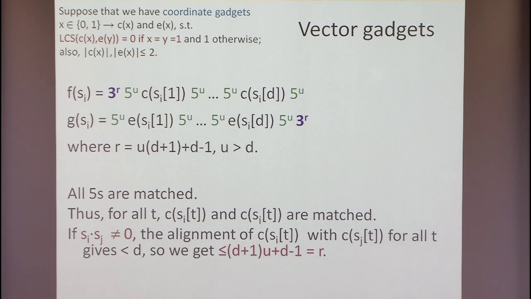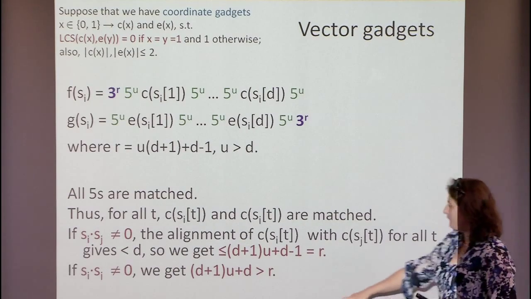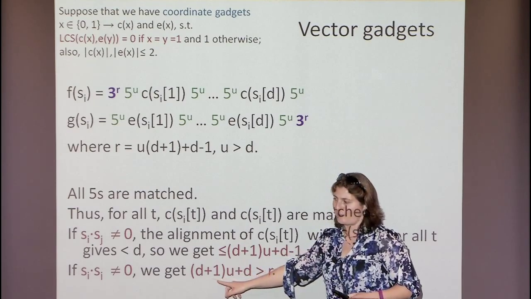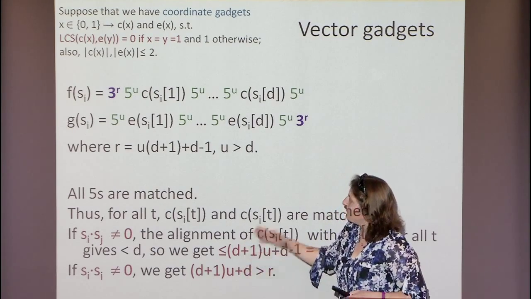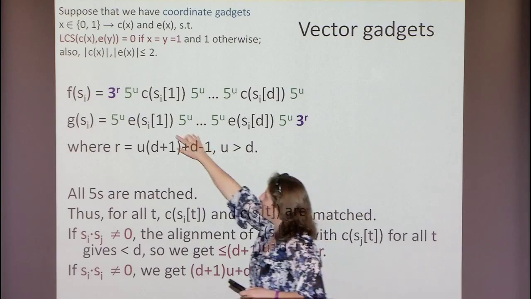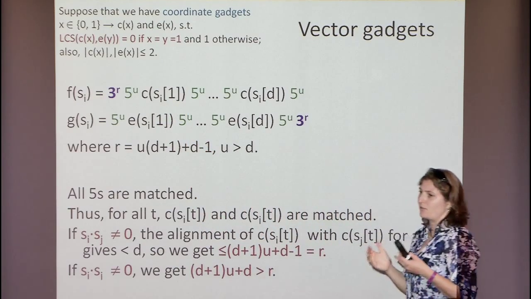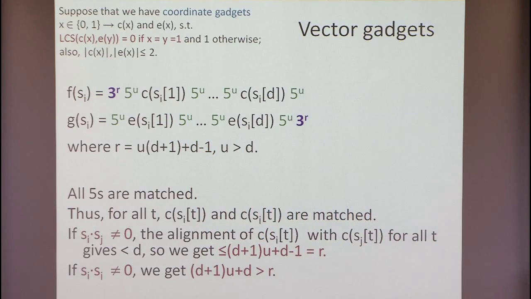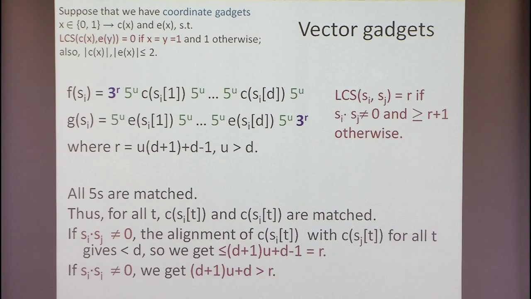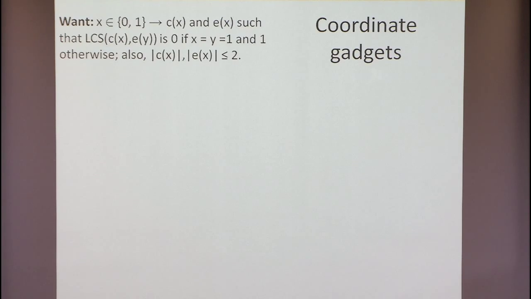Okay. I said this before. So if they are orthogonal, all the 5s are matched, and they're d plus 1 times u of them, and you get d from every single one of these matches because they're all 0,1, 1,0, or 0,0. So this immediately gives us that the longest common subsequence is r if they're not orthogonal, and at least r plus 1 otherwise.